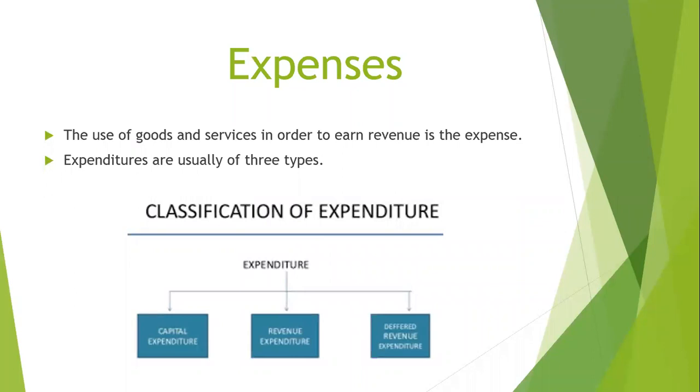First of all, we'll discuss what expenses are. What is the basic definition of expenses? The basic definition of expense is the use of goods and services in order to earn revenue in the business. Expenditures are usually of 3 types. Number 1, capital expenditure. Number 2, revenue expenditure. And number 3, deferred revenue expenditures. We will discuss them one by one through examples and practical solutions.